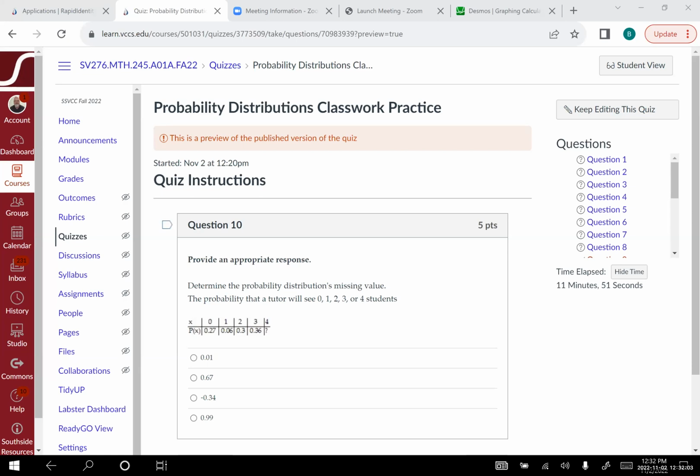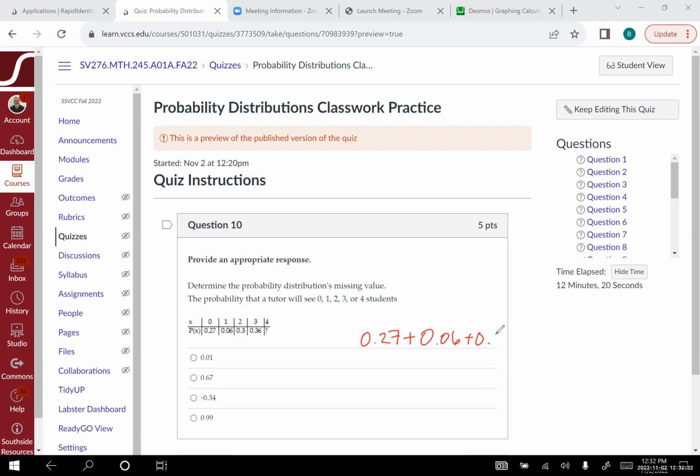All right, any guesses? You can use just what Jalen said. I guess we add these up, right? Yeah, when I add them up, I got 0.99. All right. So it would be the first one.